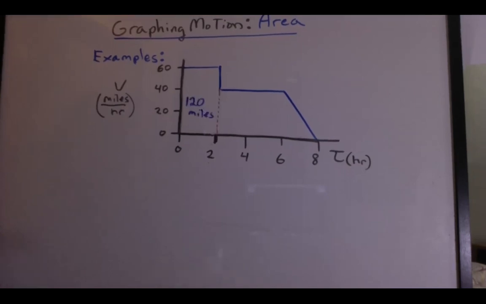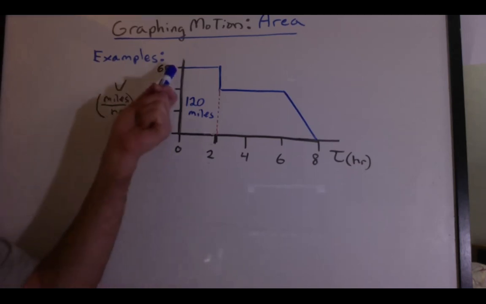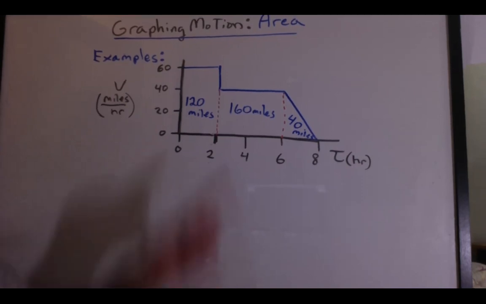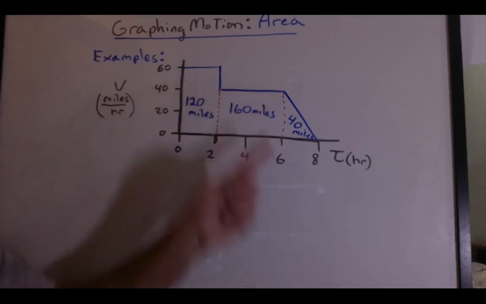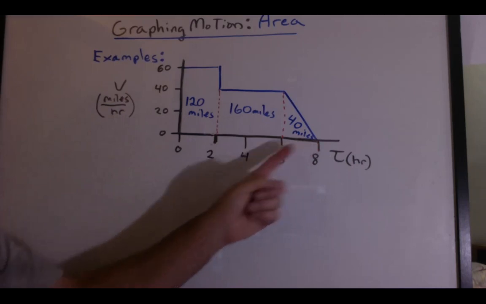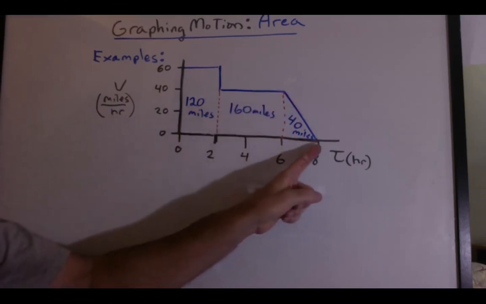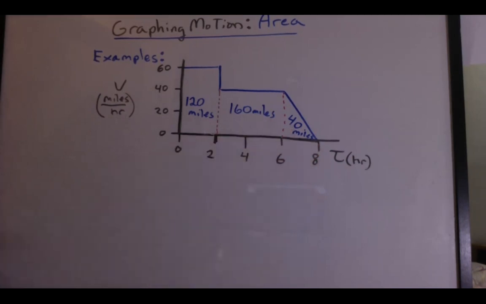Can you see how I got 120 miles? We did 60 miles an hour for 2 hours. You see how I got 160 miles? And that last triangle is 40 miles. We started out at 40 miles per hour, ended up at 0. So we're going to have to find the area of a triangle. Well, that's 40 times 2 is 80 divided in half. We have 40. So what's our total displacement?